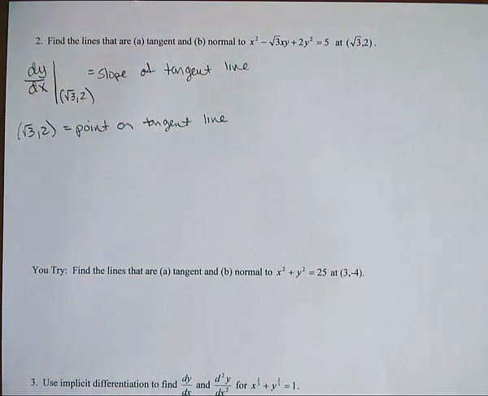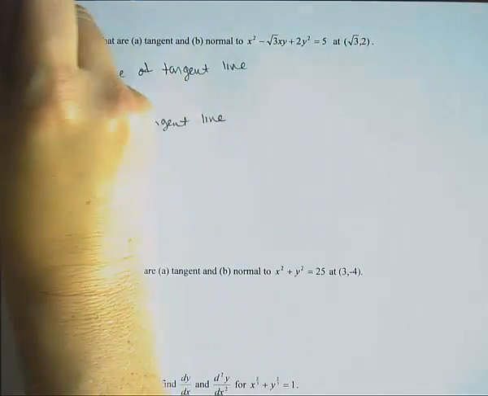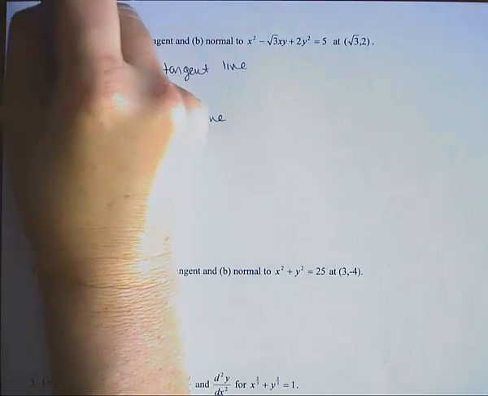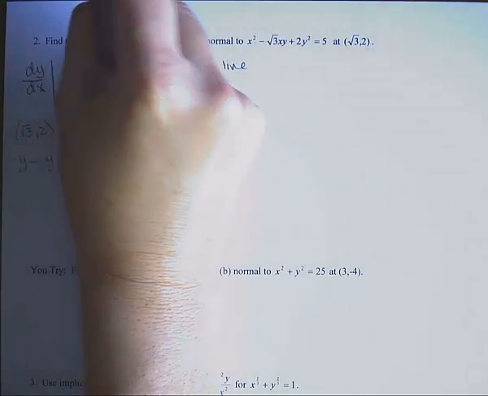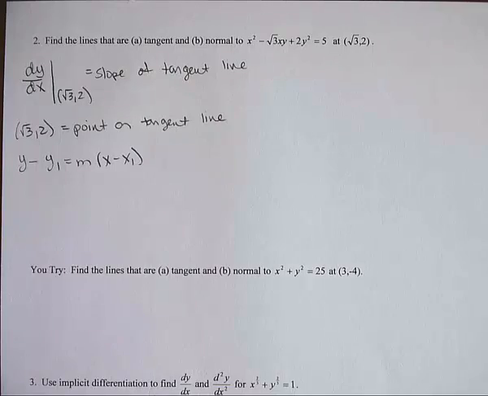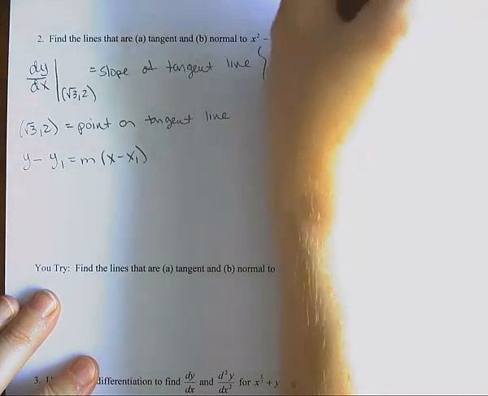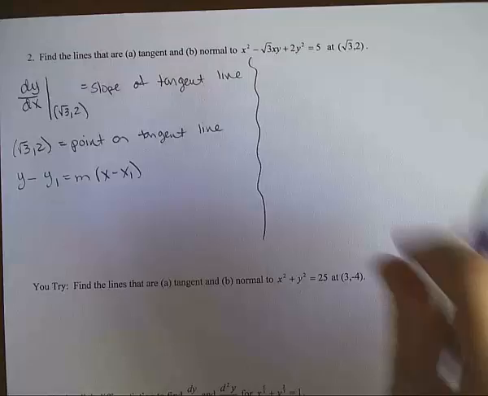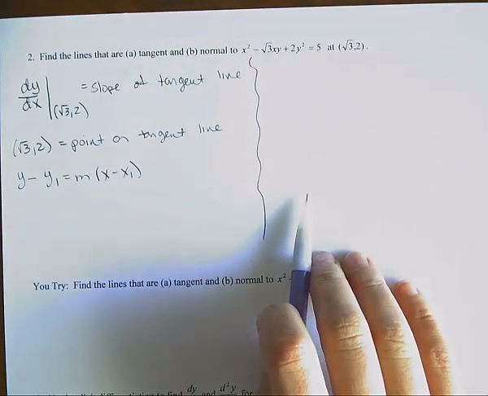Then once I have those two things, I can use point slope form, which is the process for finding the equation of a tangent line. So I'm going to block off some space here, and we're going to work over here to find dy/dx.